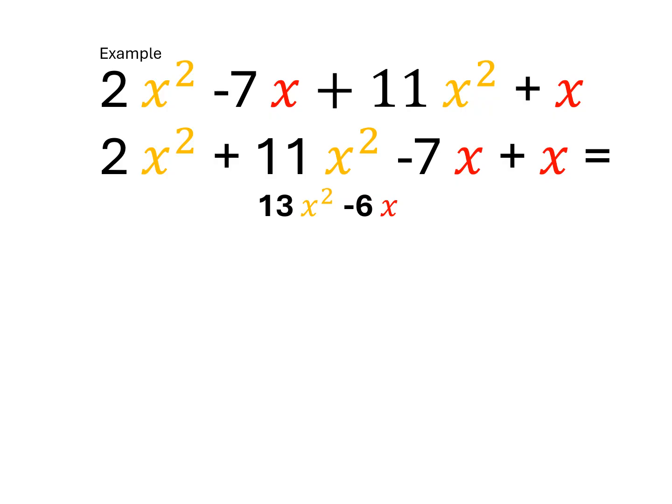So 2x squared plus 11x squared is 13x squared. And then negative 7x plus x. Remember, a negative and a positive: you subtract, and it takes the sign of the larger number. That is why the answer is negative 6x. If you're confused with the signs, look back at the previous video on the channel.